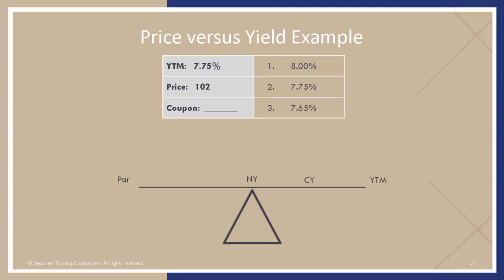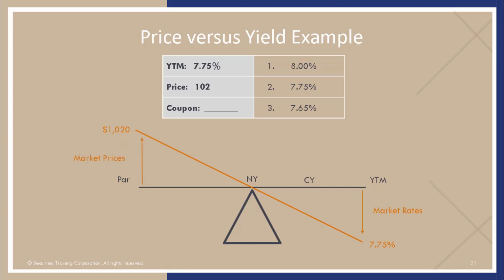So we have here a yield to maturity of 7.75%, a price of 102 or a premium, $1,020. We don't know what the coupon is, and we're given 3 choices. 1 is 8%, 2 is 7.75%, and 3 is 7.650%. Now then we have the par, the nominal yield, the current yield, and yield to maturity, assuming the bond's trading at par, but this bond is not. It's trading at a premium. So let's look at that.